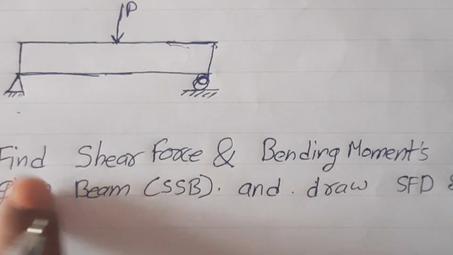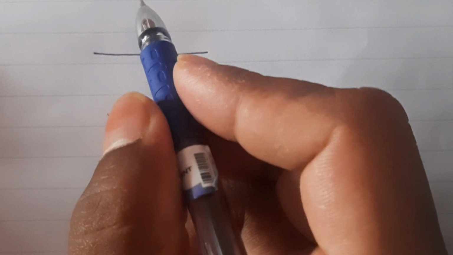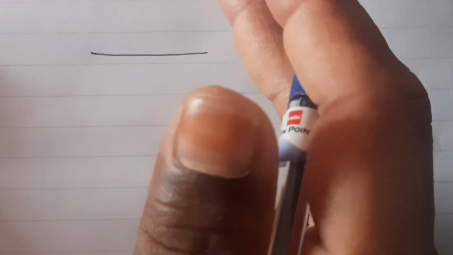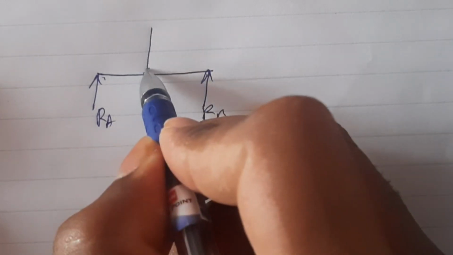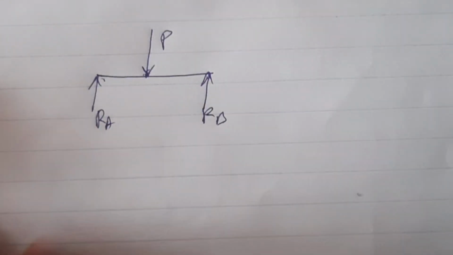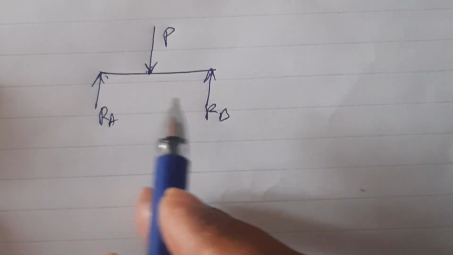First, we have to draw the free body diagram for the given beam. The beam is represented by the centroidal line, the longitudinal centroid line, and the supports are replaced by the reaction forces. This is a simply supported beam. In a simply supported beam, two supports are given to the beam, and these two supports are represented by reaction forces, Ra and Rb, and the applied load will be acting downward. And here is the simply supported beam free body diagram.